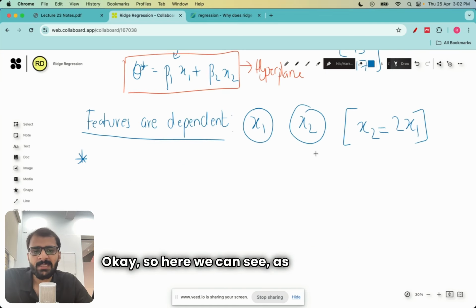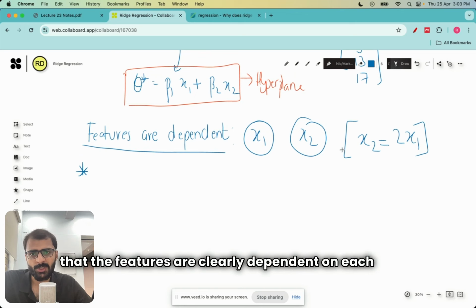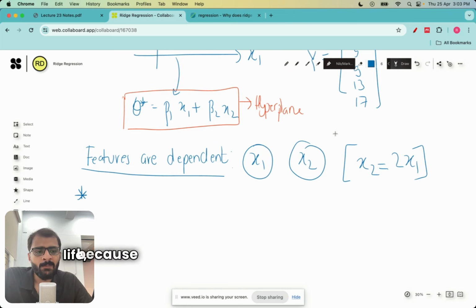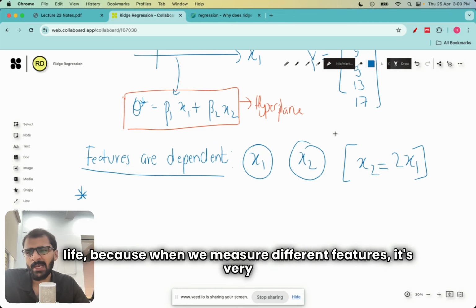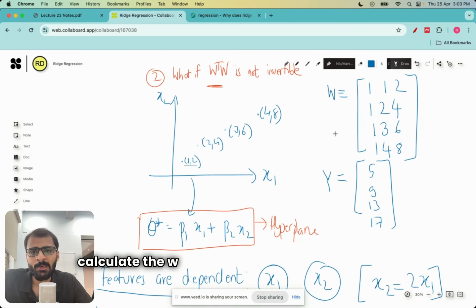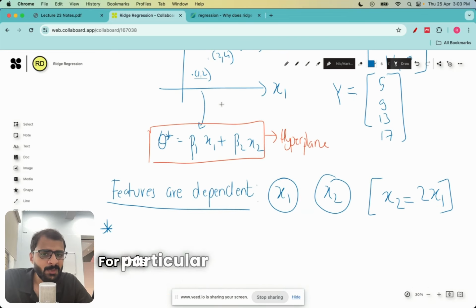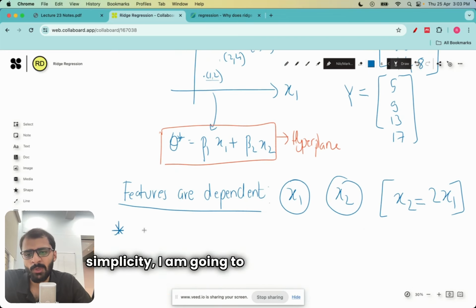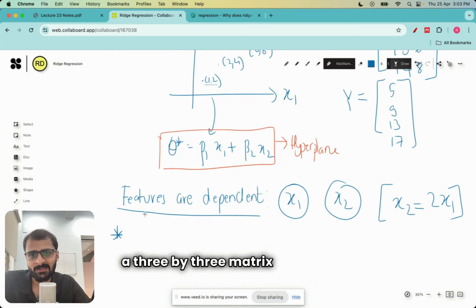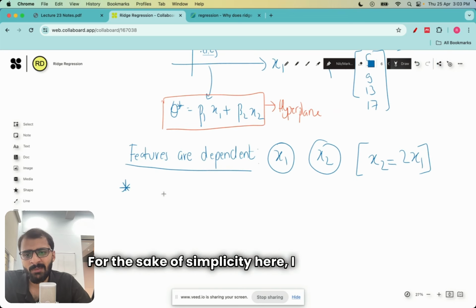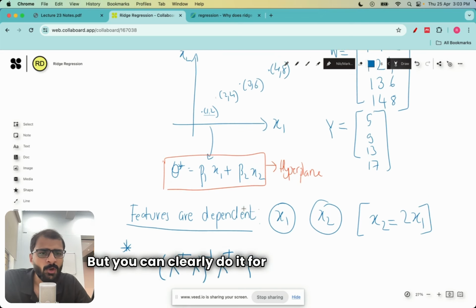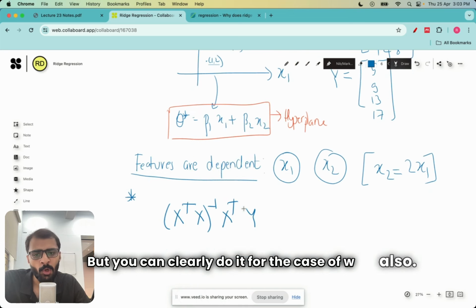Okay, so here we can see, as I mentioned, that the features are clearly dependent on each other. And as I mentioned, this may happen in real life because when we measure different features, it's very likely that many of them depend on each other. Let us try to now actually calculate the W transpose W inverse in this case. For this particular case, just for the sake of simplicity, I'm going to neglect theta naught. So I'm not going to use the augmented matrix because then it will lead to a 3x3 matrix calculation. For the sake of simplicity, here I'm just going to use X transpose X inverse, X transpose Y, but you can clearly do it for the case of W also.